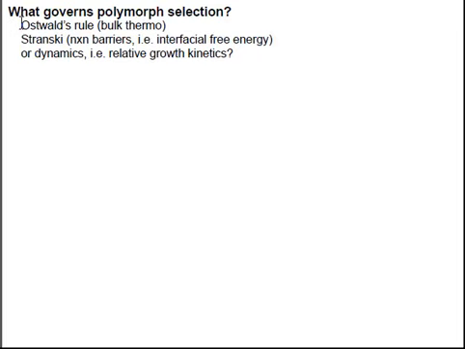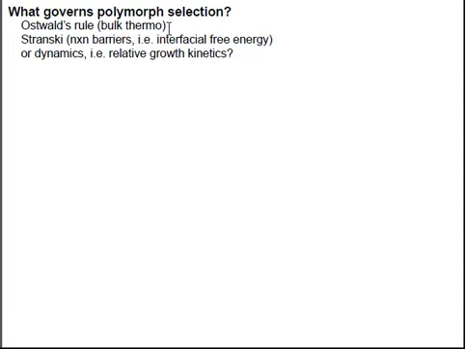Many people will tell you that Ostwald's rule governs polymorph selection. And Ostwald's rule says that if you have 2 different polymorphs that can crystallize, the one that comes out of solution first is the one that is least stable. Okay, so this is a rule that definitely occurs many times, and it's a rather curious thing. Why does the kinetics favor the less stable thermodynamic product? There's no obvious reason why it should do that.